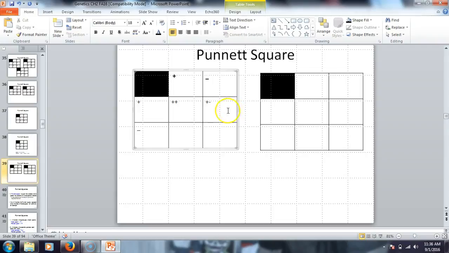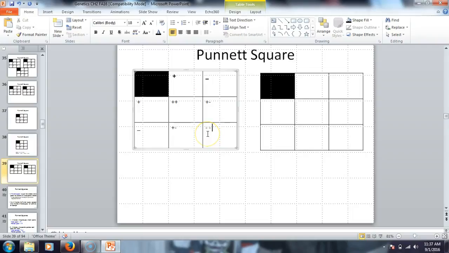Oops, that's not a minus, that's a minus. The minuses don't show up real well. I don't like using minuses. Plus, minus, and minus, minus. I need a space in there.